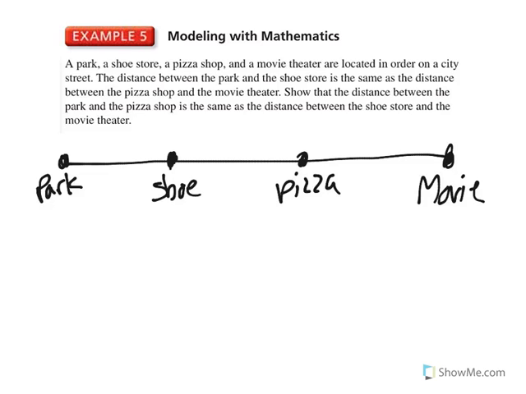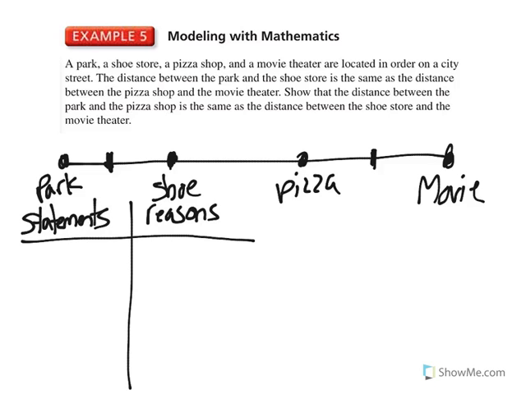It tells us in our little statement here, the distance between the park and the shoe store is the same as the distance between the pizza shop and the movie theater. So the park and the shoe store, I'm going to put a tick mark here. And then between the pizza shop and the movie theater, a tick mark here. And it wants us to show that the distance between the park and the pizza shop is the same as the distance between the shoe store and the movie theater. Okay, so again, we need to use our proofs. So we need to make our statements and our reasons.